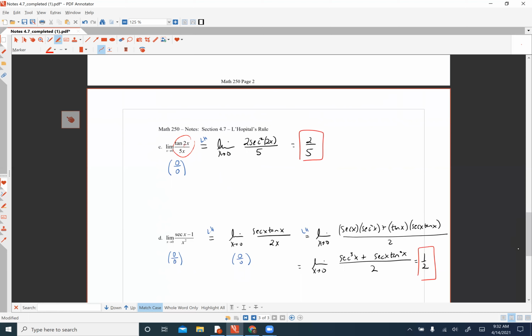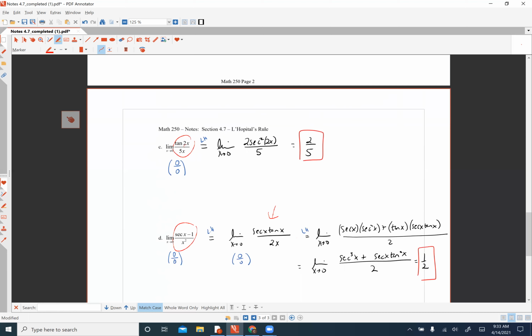So here's another one. I don't like this problem. Let's take the limit as x goes to 0 of secant of x minus 1 over x squared. But now we've got L'Hopital's rule. Secant of 0, because it's 1 over cosine, is 1. So the numerator goes to 0, the denominator goes to 0, right? So let's try L'Hopital's rule. The derivative of secant x minus 1 is just secant of x tangent of x. The denominator is 2x.